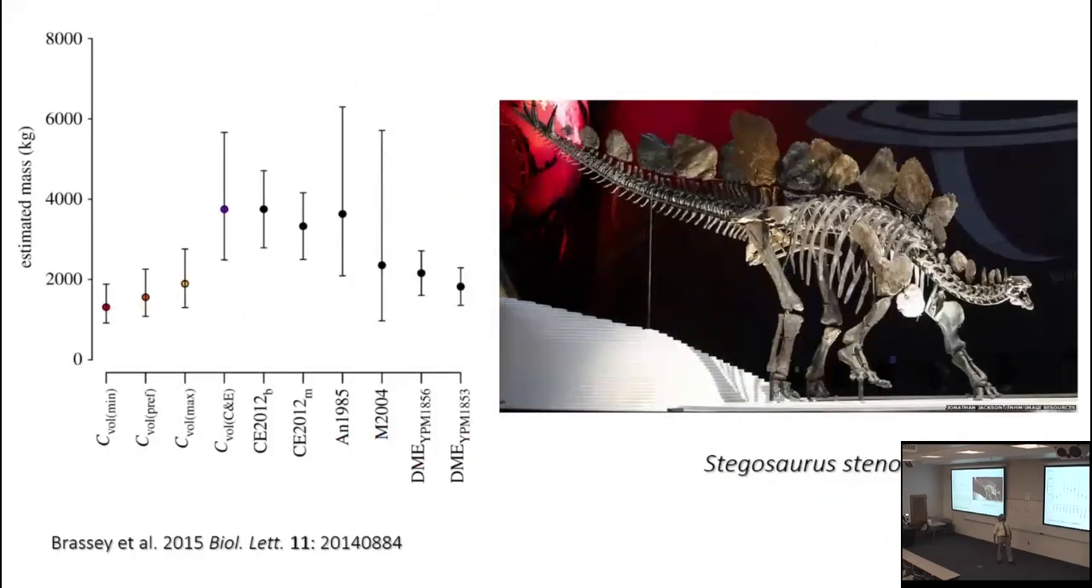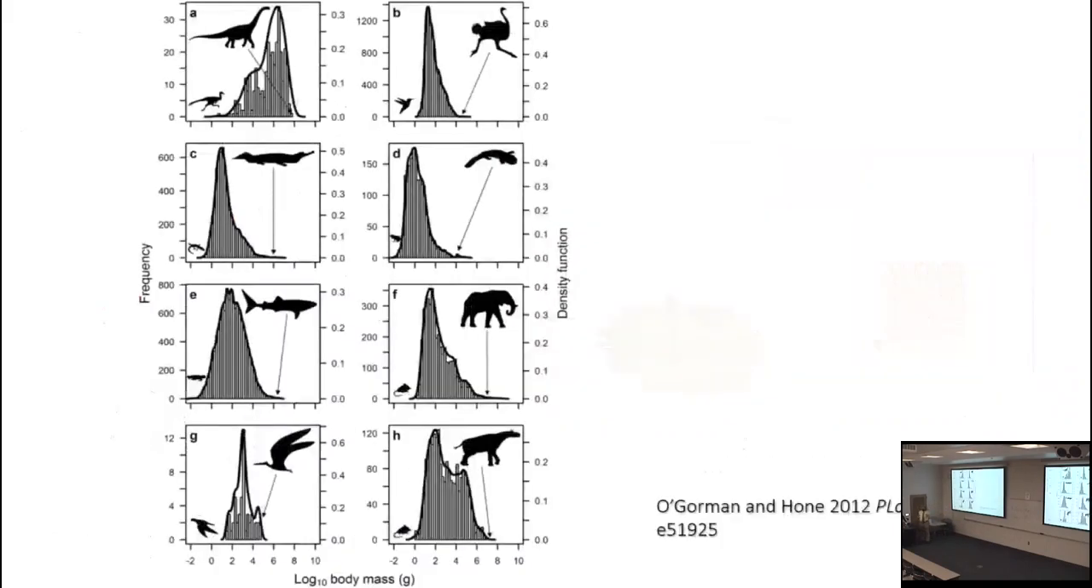Or here, looking at an individual specimen of Stegosaurus, but basing it on different techniques, you can get a wide variety of ranges. But overall, we get not horrible things, and as long as we're consistent, we're not bad. And then we can ask the question, were dinosaurs actually big? Is it just our perception of them? And yeah, they're big. And here we can see it mathematically shown.